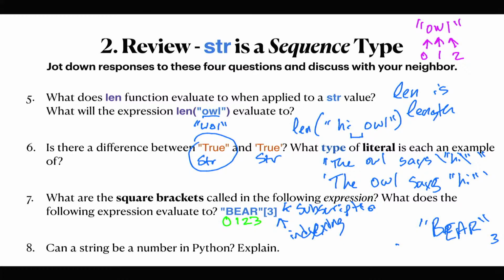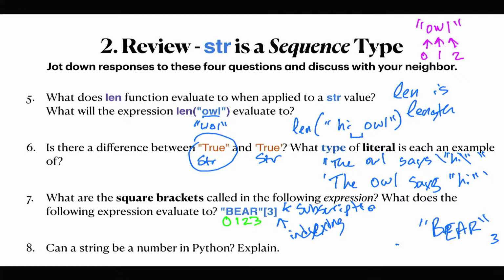How about the final question here? Can a string be a number in Python? Got an answer here. So I'd say yes and no. Great. Yes, because you'll see visually a number, but no, because it won't function as a normal number would. Fantastic.